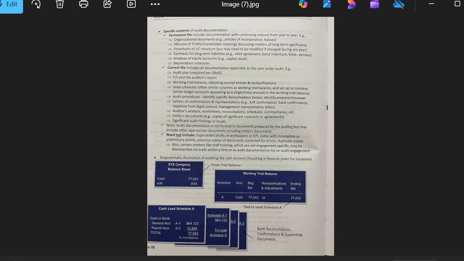Audit documentation need not include superseded drafts of the work papers or the financial statements. So any draft financial statement, any draft work papers that are not complete, that are not final, should not be documented. That should be only with us until it is completed, reviewed and it is the final version. Only the final version should be documented, and all the draft versions are not required to be documented. Also, certain matters like staff training, which are not engagement specific, may be documented centrally within the firm or as audit documentation for the audit engagement.